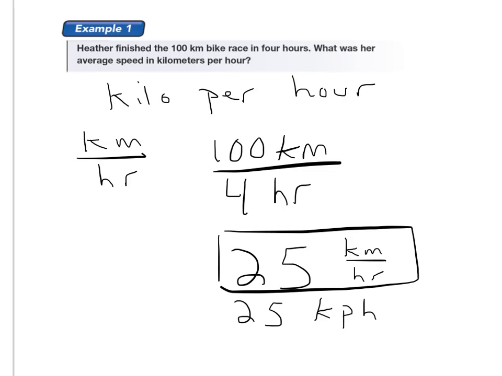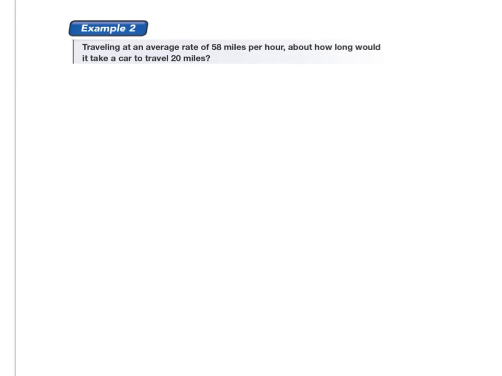And let's go ahead and go to example 2. Example 2 says, traveling at an average rate of 58 miles per hour, how long would it take a car to travel 20 miles? There's a key word on here. It's about. Okay? About how long. That means they want us to estimate this.